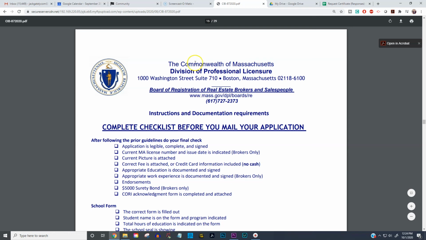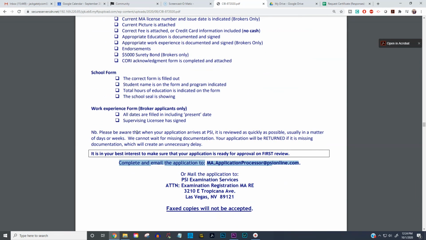Don't forget, you need to email the application, and that is highlighted on the bottom of this page, ma.applicationprocessor at psionline.com. It's right there in the candidate bulletin. You can't miss it. Do not mail your application.